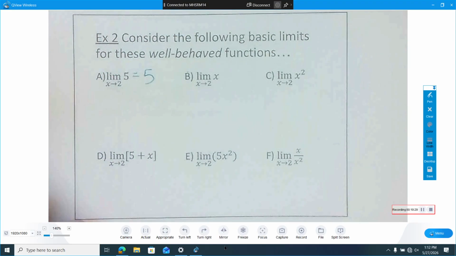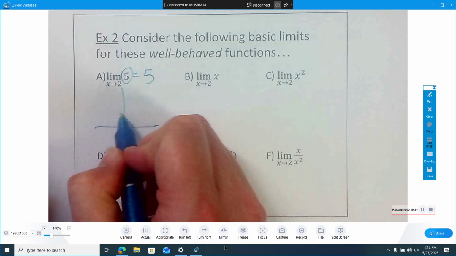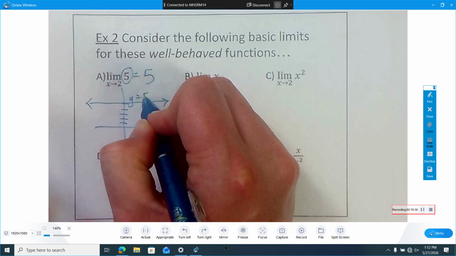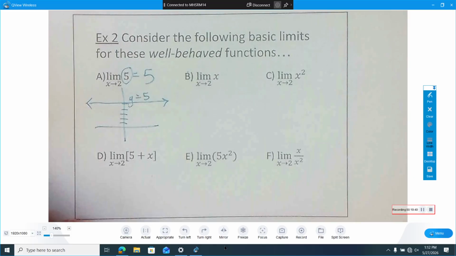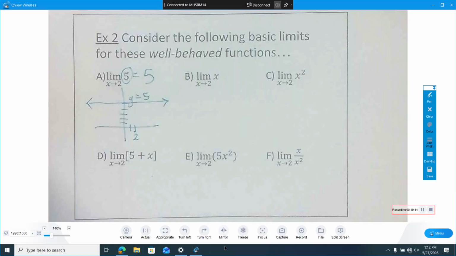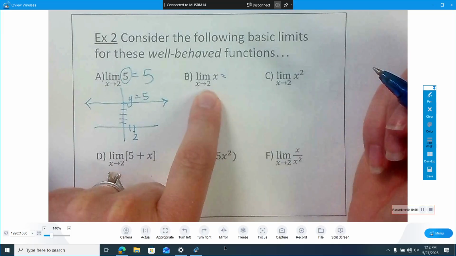What's happening here? This graph, this is my function, 1, 2, 3, 4, 5. This is the line y equals 5. As I approach on the x-axis, if I go to 2, what's happening with my y values? They're just at 5. They're always at 5, okay? What's the limit as x approaches 2 of x? 2.